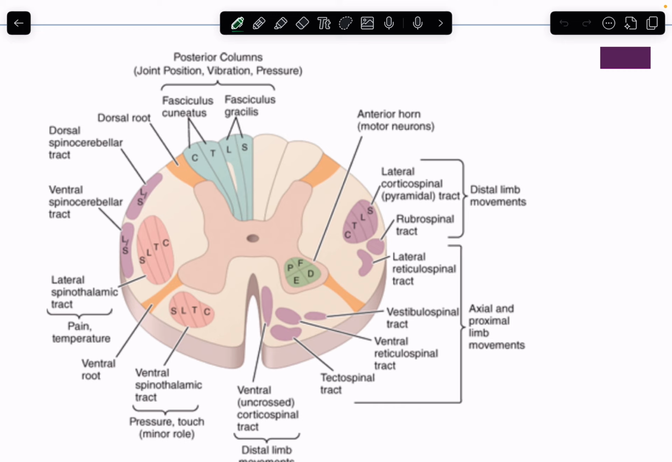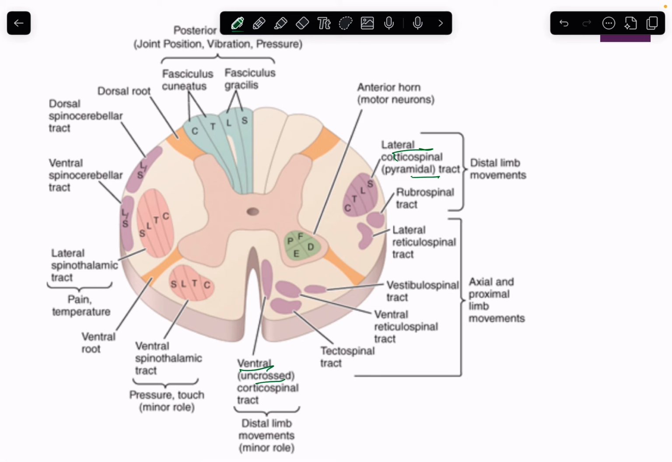We know that there are two fibers of the corticospinal tract, one lateral and one ventral. The lateral one is the crossed, and the ventral is the uncrossed corticospinal tract, and this is responsible for distal limb movements, but they have a very minor role and fewer fibers.